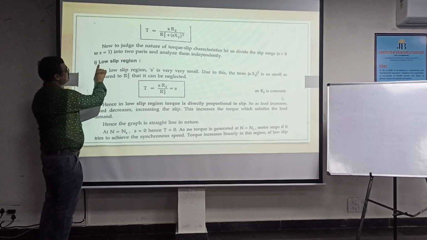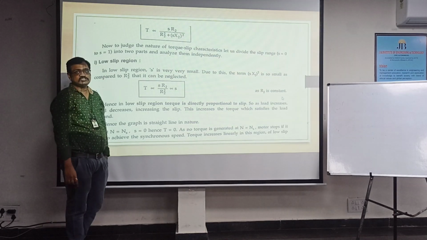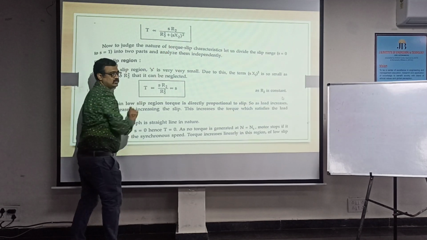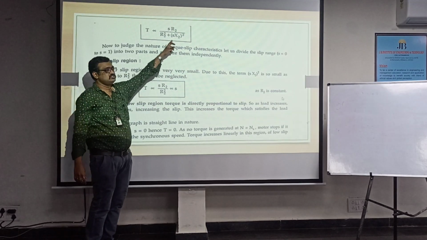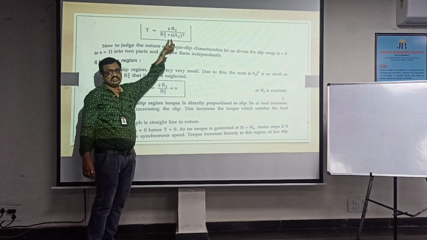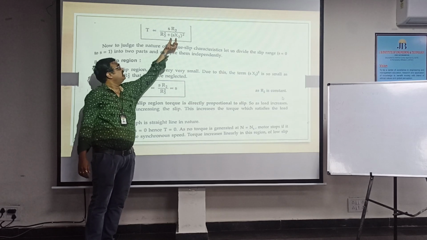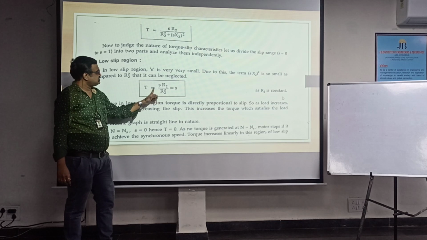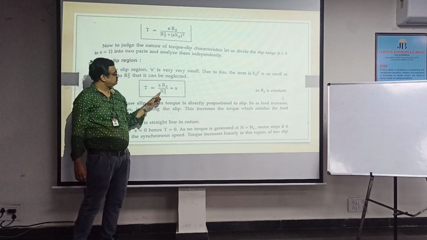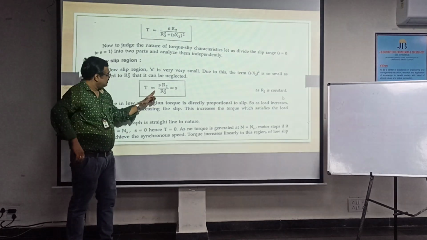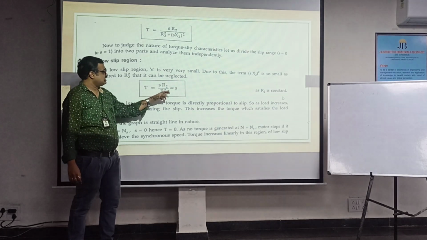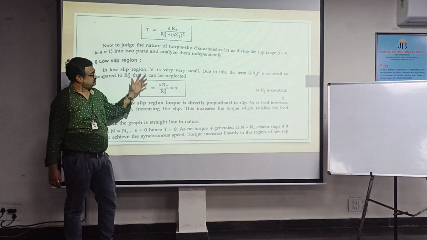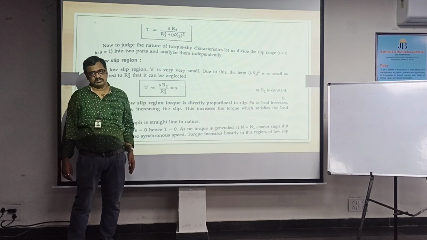First, we are going to see the low slip region. In this low slip region, we consider that SX2 is very small. Why? Because S is very small, so we can neglect SX2. Then we get the equation: torque is directly proportional to S R2 by R2 square, where the R2 will be cancelled, and torque is directly proportional to S. That's why the torque speed characteristic is a straight line in the stable region.